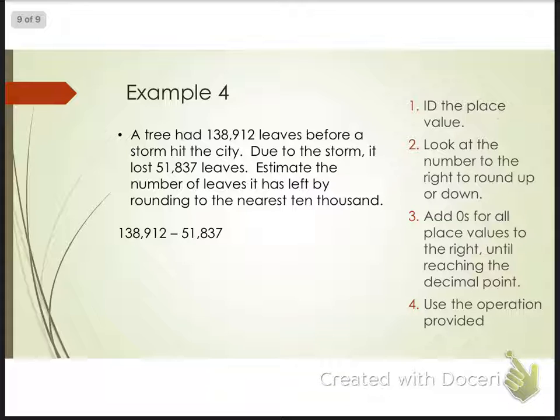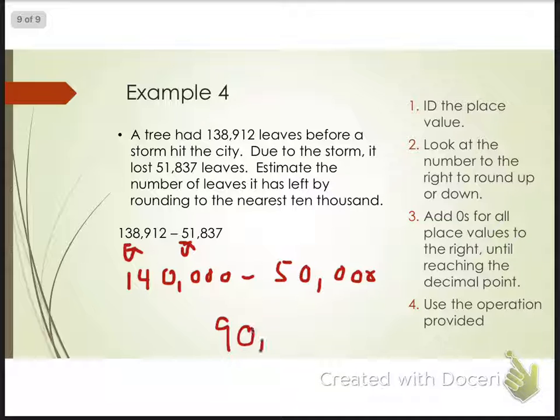And our last example, let's say a tree has 138,912 leaves before a storm hit the city. Due to the storm, it lost 51,837 leaves. That's a lot of leaves. Estimate the number of leaves it has left by rounding to the nearest 10,000. So to simplify our math, let's just look at the 10,000s. So that's going to tell me to round up, and that will give me 140,000. And with my next number, that will tell me to round down, which will give me 50,000. If I do the math, 140,000 minus 50,000 is approximately 90,000 leaves remain.